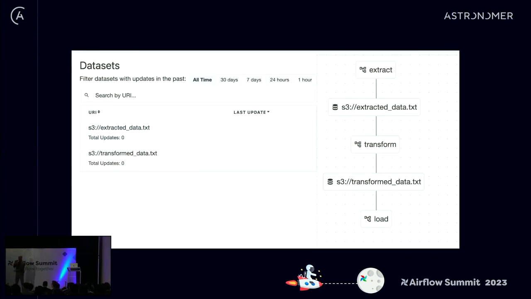And you can get this beautiful view. You see, load is triggered on transform data, and transform data is produced by transform, then transform is triggered on extracted data, and extracted data is produced by extract. That's the beauty of datasets.